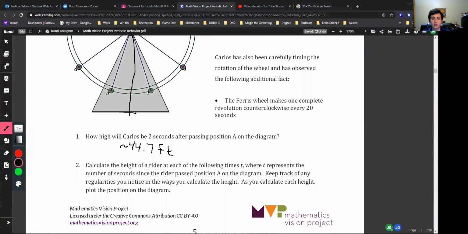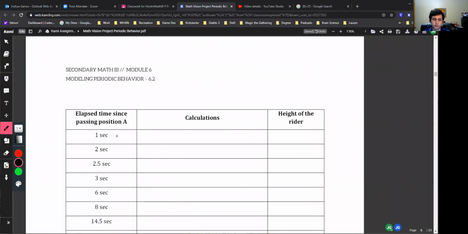Okay, then it says calculate the height of a rider at each of the following times t, where t represents the number of seconds since the rider passed position A on the diagram. So they're about to give us a whole bunch of different times, and we have to find the height at each time. Keep track of any irregularities you notice in the ways that you calculate the height. As you calculate each height, plot the position on the diagram.